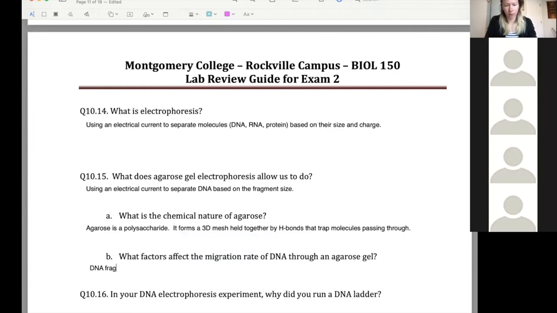Higher voltages and the size of the agarose. Voltage of the electricity used, right. And then basically the density of that agarose gel. So is it like a really open mesh, like a butterfly net or something? Or is it like a very, very tight, dense mesh that's not going to allow much of anything to pass through? Density, or I guess you'd also say the concentration of agarose.